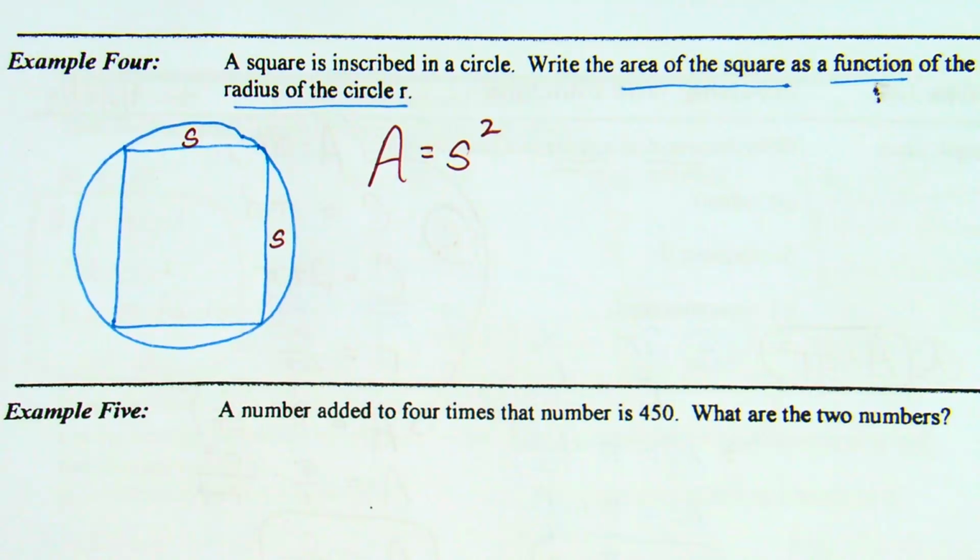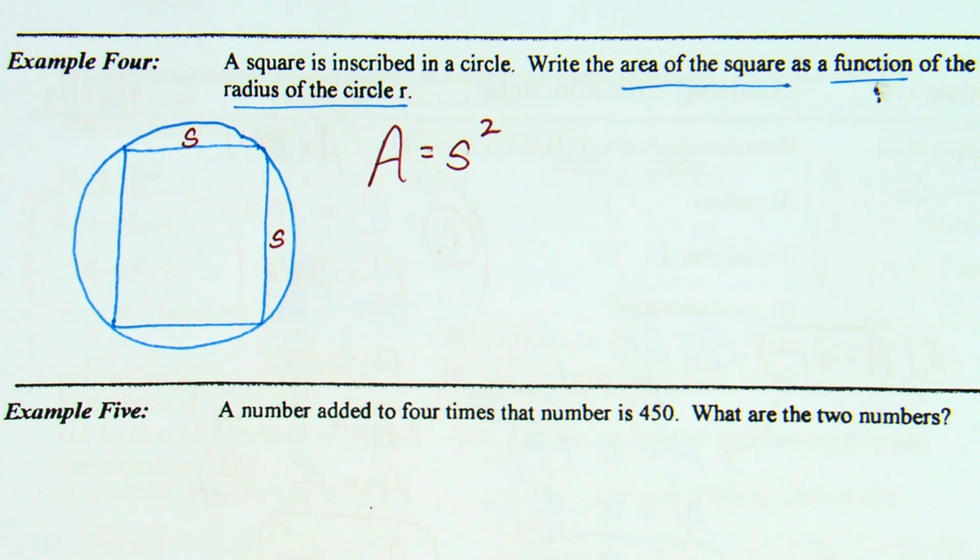So there is a formula for the area of a square. What's the problem? I don't have it in terms of R, I have it in terms of S. What does R mean in this picture? The radius. It's a line that goes from the middle of the circle to an edge.